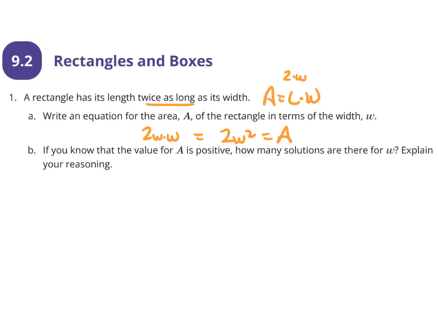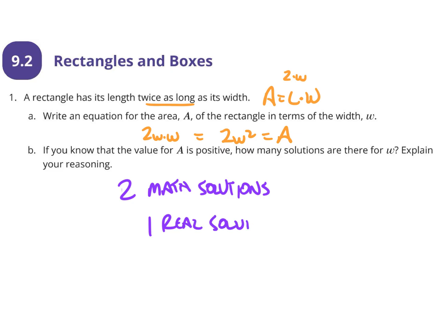Okay. If you know the value of A is positive, how many solutions? If A is positive, then there are 2 solutions. There are 2 mathematical solutions. Let's be precise. There are 2 math solutions, but only one of them is valid because you cannot have a negative length. So there's one real life solution. The best answer is one solution because one of them is not real. You can't have a negative length.